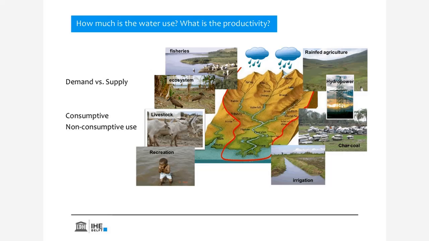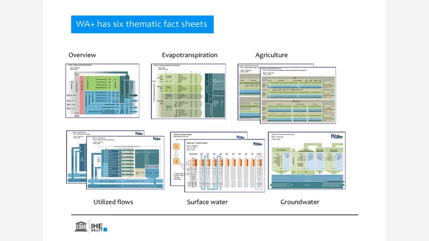So we try to express this information in terms of maps as a spatial distribution, but also in terms of accounting sheets. We have, in fact, 1, 2, 3, 4, 5, 6, 7, 8 sheets. Yes. So they actually belong to 6 sheets. So the ones you see here, this is the overview, then the ET.